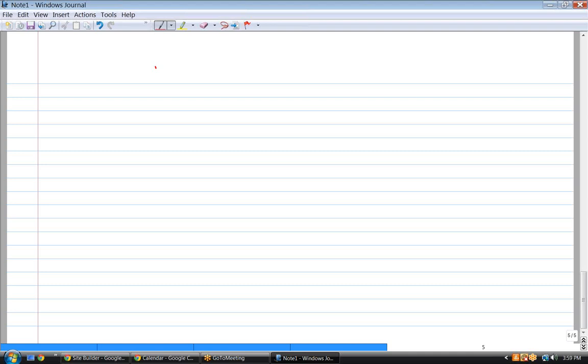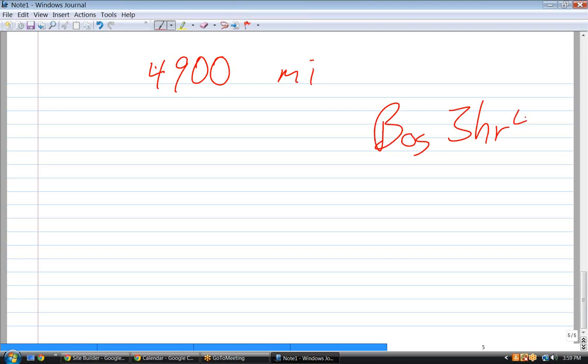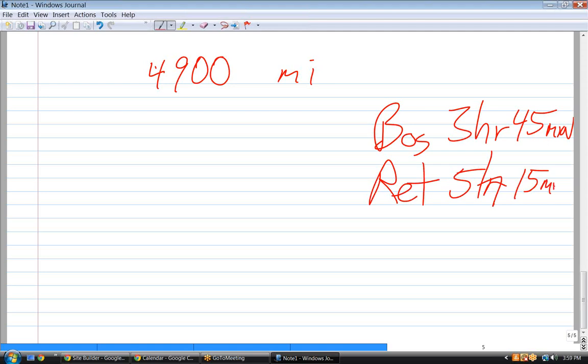An airplane made a round-trip journey of 4,900 miles. The trip to Boston took 3 hours and 45 minutes, and the return trip took 1.5 hours longer. If the speed of the plane is constant, determine the rate of the jet stream.